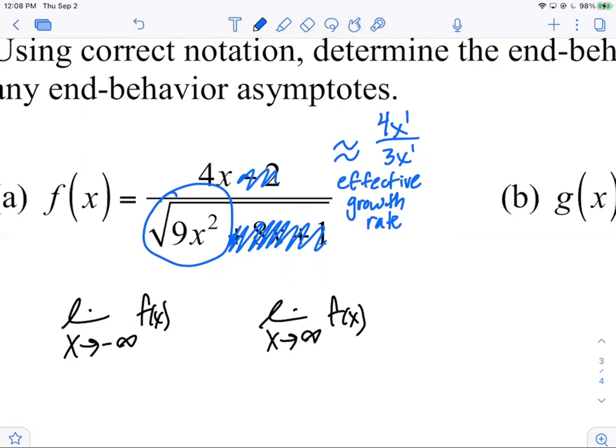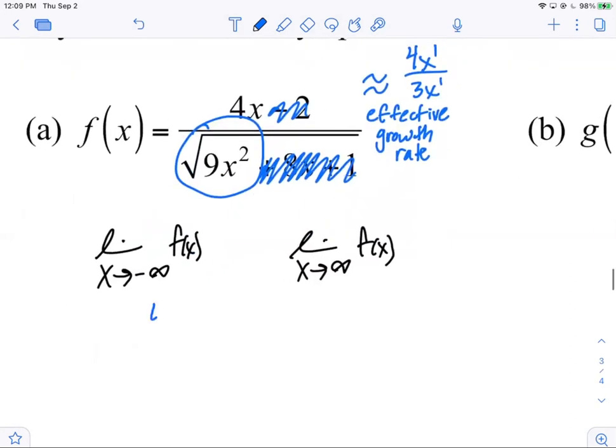So effectively, for large values of x, this is growing like a 4x to the first over a 3x to the first. X to the first over x to the first, those are the same, right? So when the top grows at the same rate as the bottom, the limit as x goes to infinity or negative infinity, as we learned yesterday, should just be the quotient of the leading coefficients, which should be 4/3. So watch this.